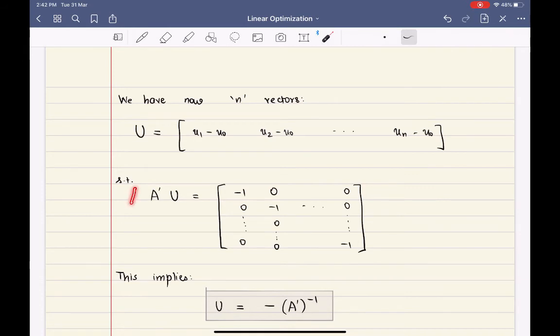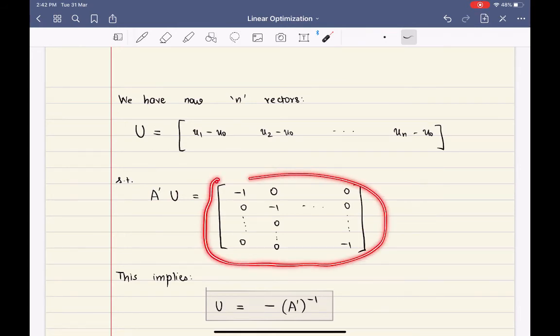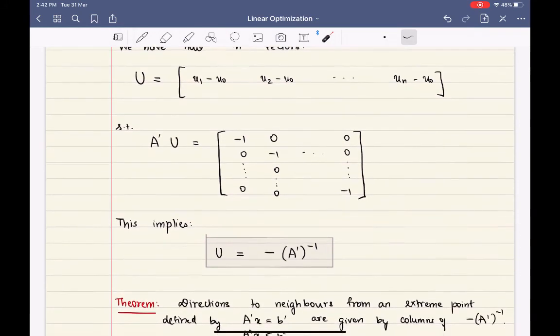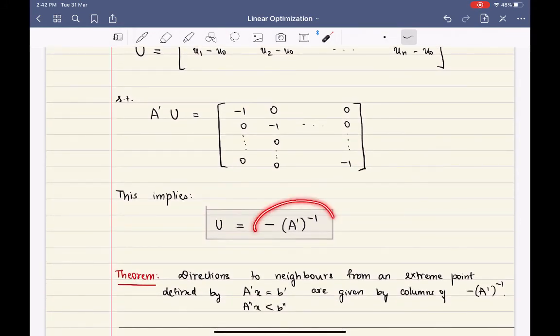Now if I multiply by its inverse, we get A prime inverse multiplied by this. And this is just the negation of A prime inverse. So the n directions that we wanted are given by the columns of the negation of A prime inverse. So that is what this is.